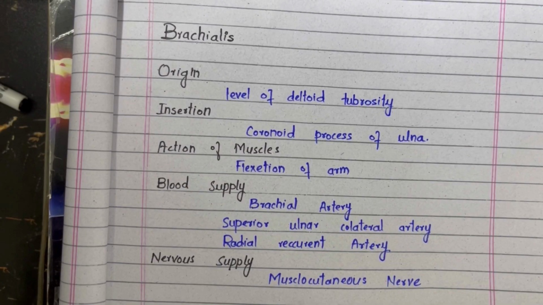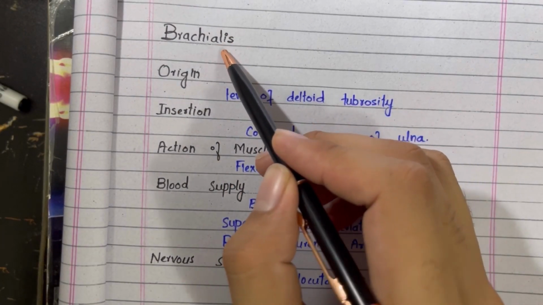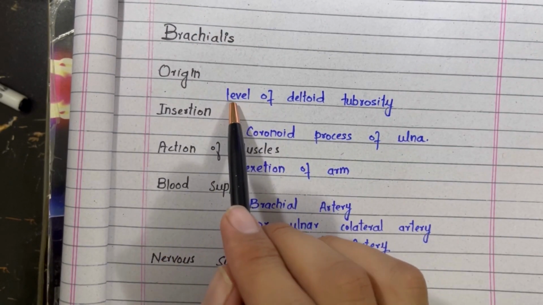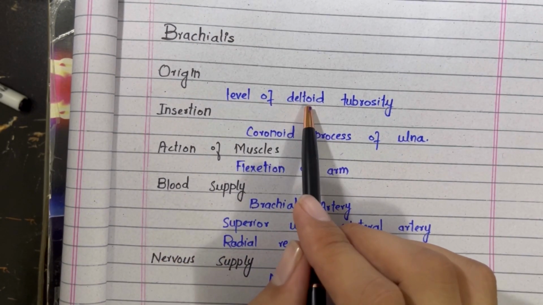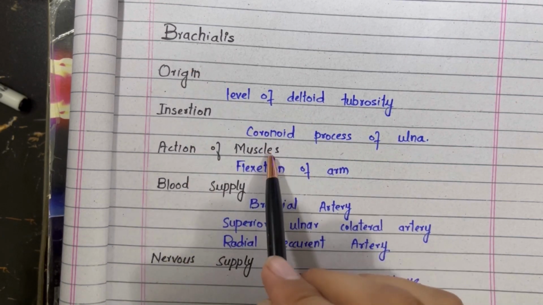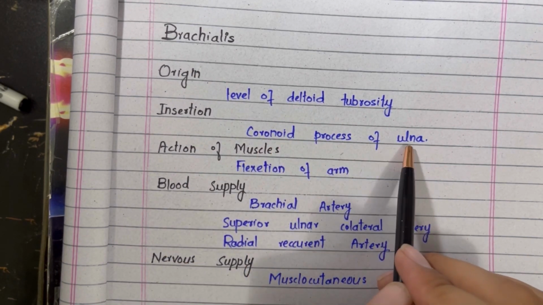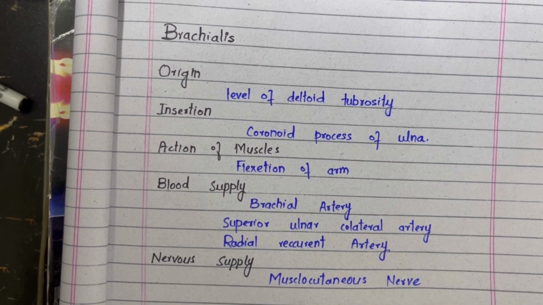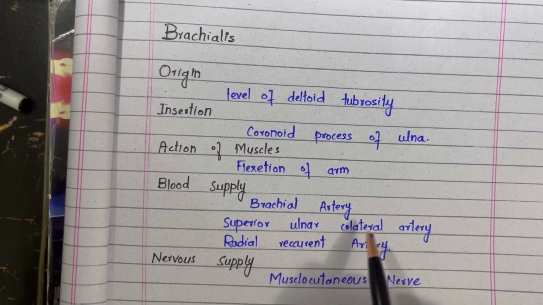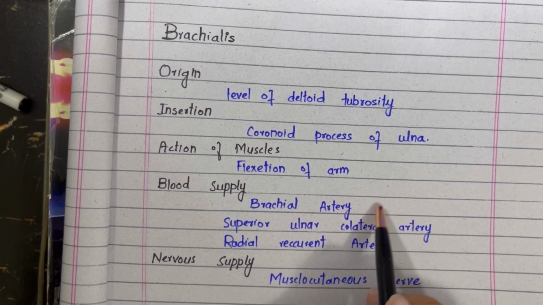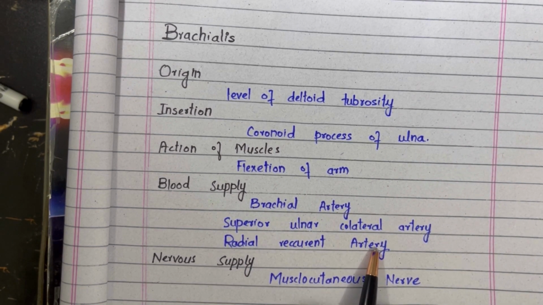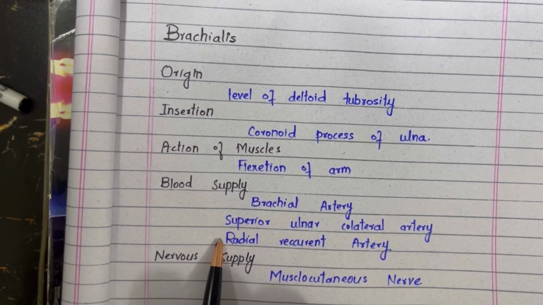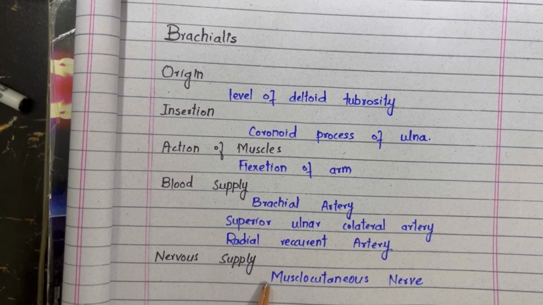Now student, as we have discussed the anatomy of the brachialis muscle, here we will overview this muscle. The origin of the brachialis muscle is the anterior aspect of the humerus at the level of the deltoid tuberosity, and this muscle inserts at the coronoid process of the ulna. The action of the brachialis muscle is that it plays an important role in the flexion of the arm. The blood supply of the brachialis muscle is the brachial artery, the superior ulnar collateral artery, which is the branch of the brachial artery on the medial side, and the radial recurrent artery, which is the branch of the brachial artery on the lateral side. The innervation of the brachialis muscle is the musculocutaneous nerve.